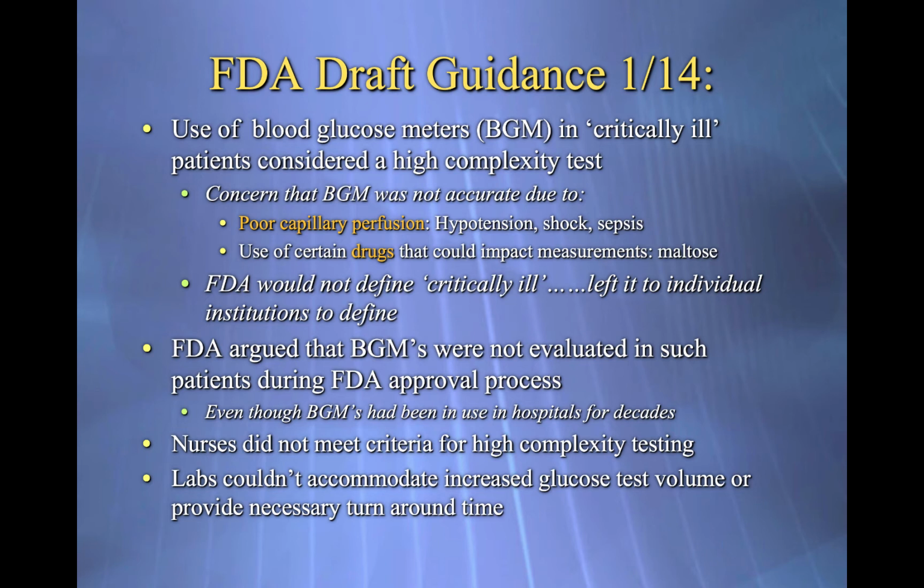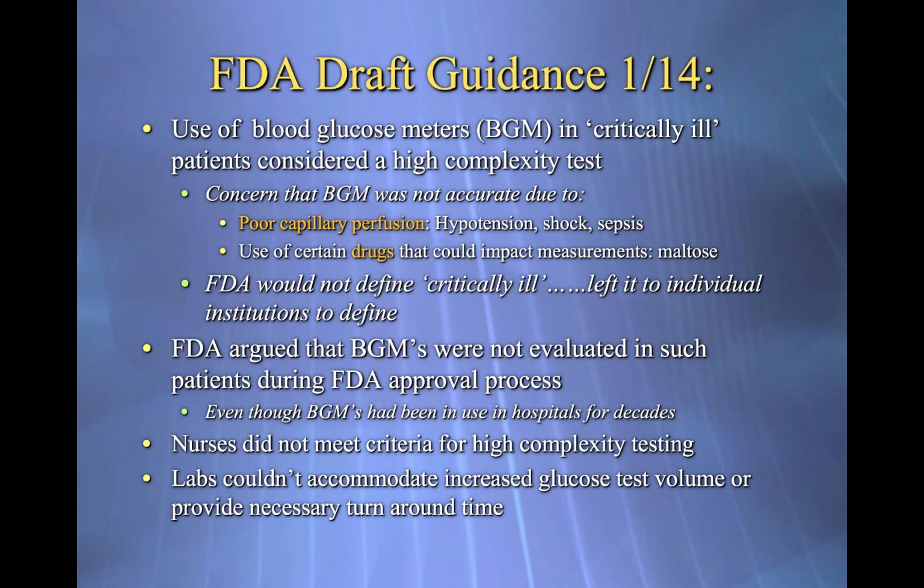And if the patients were getting certain drugs that could impact measurements, such as maltose, which may be used in drugs to stabilize different drugs, galactose, another, xylose, another. So things that might give you erroneous results on a glucose because they're another type of sugar. The FDA, in their draft guidance, would not define critically ill, and they left it to each individual institution to create that definition.